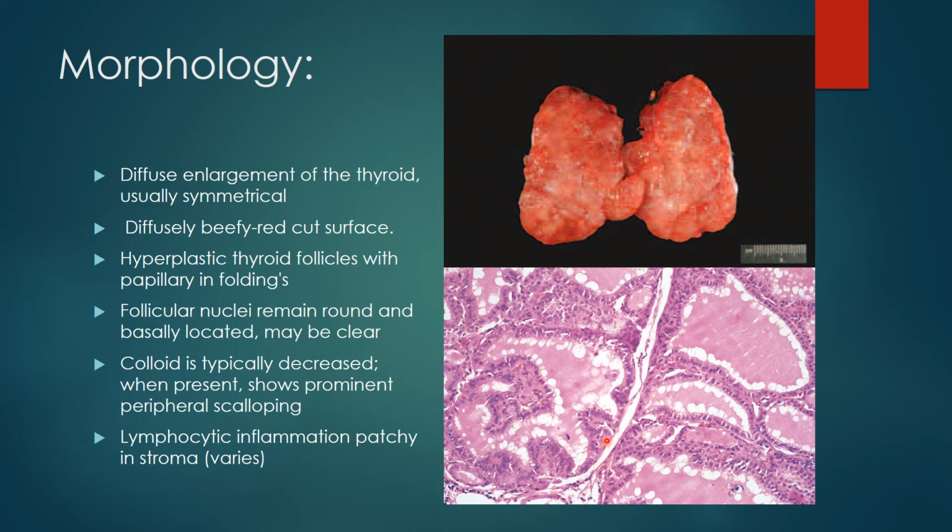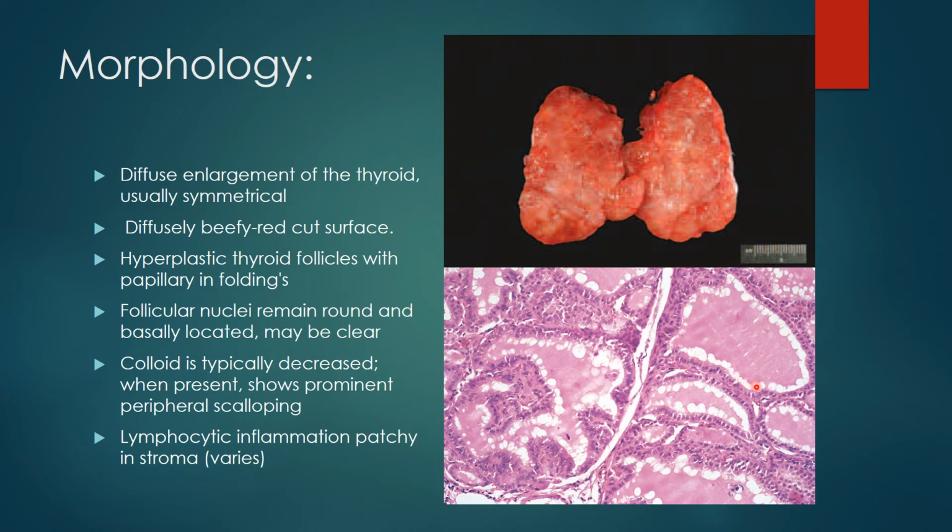There may be papillary finger-like projections within the lumen, like this, like this. There is an infolding or papillary-like infolding of the thyroid follicular cells. This is called hyperplastic thyroid follicles with papillary enfolding. The follicular nuclei remain round and basally located, may be clear. However, the colloid is typically decreased. The lumen is not full of the colloid.